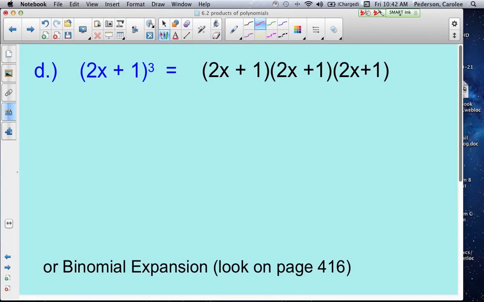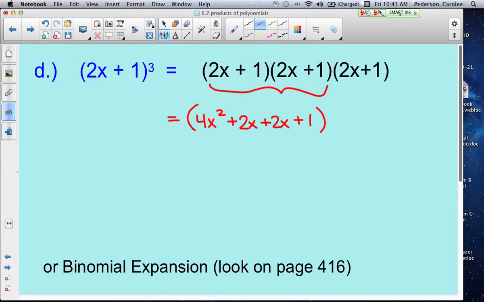All right, so on those last examples, we wanted to multiply two polynomials together first. So I'm going to show you a longer way to do this problem and then a shorter way. So I'm just going to FOIL 2x plus 1 and 2x plus 1. So I get 2x times 2x is 4x squared. And then 2x times 1 is 2x. And then 1 times 2x is 2x. And then 1 times 1 is 1.